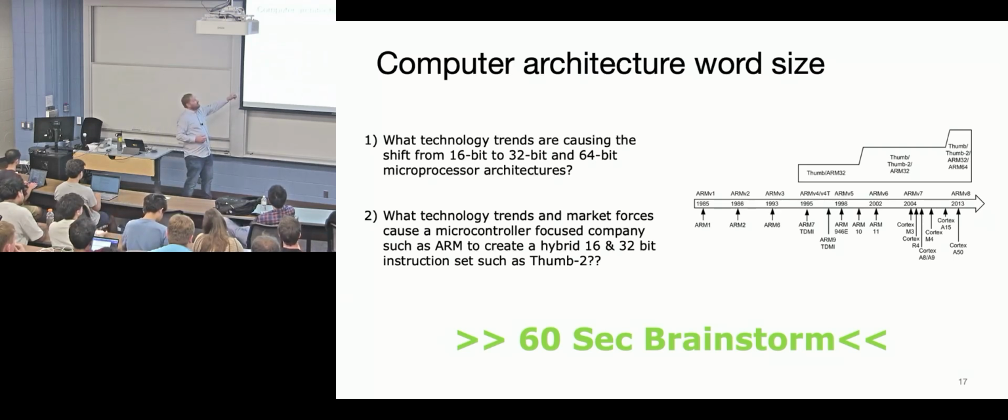How about the second question? So that was for application class processors. What about for these little microcontrollers? What has this meant that you could have 16-bit or 32?